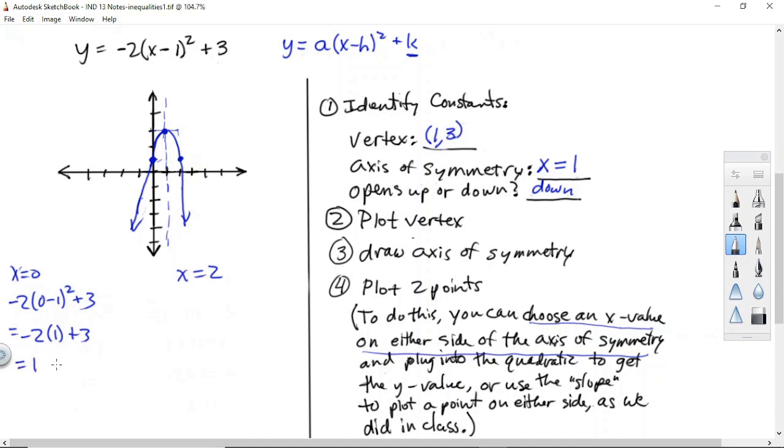So that gives us the point. We plugged in 0 for x, and we got 1 for y. It gives us the point 0, 1.